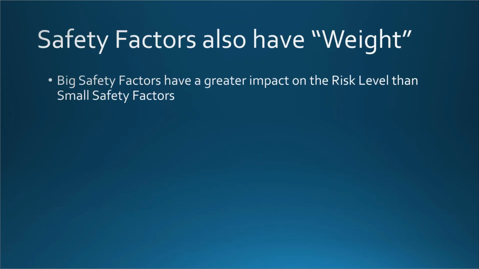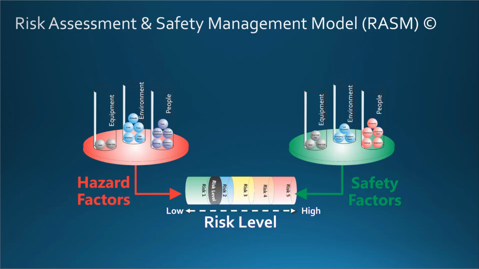Safety factors, just like hazard factors, have weight. And big safety factors are going to have a much greater impact on the risk level than small safety factors. So let's take a look at the overall model. We've got hazard factors on the left, and we know that those have mass and push the risk level to the right, and we have safety factors on the right that are going to push the risk level back.